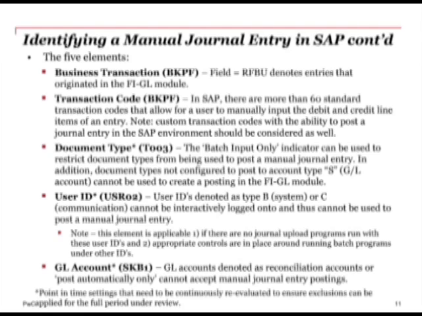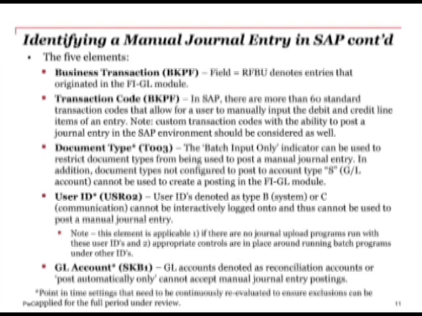In SAP, there are more than 60 standard transaction codes that you can use to manually input the debit and credit, the GL account, and post a manual journal entry. So we have to consider all of these 60-plus standard transaction codes when we're trying to identify a manual journal entry in our environment. At your company, there may be other custom transaction codes that have been developed and provisioned to users that provide the same functionality, so you'll need to consider those as well.